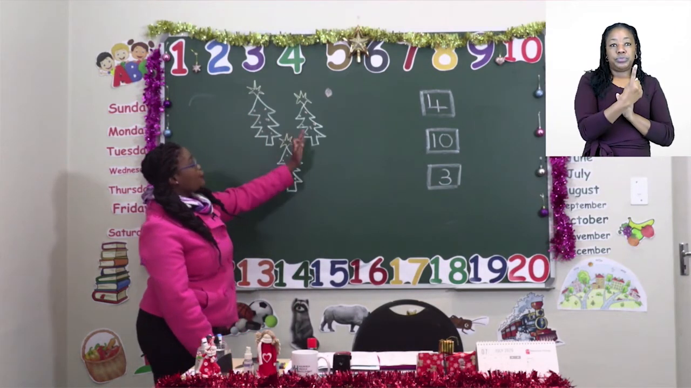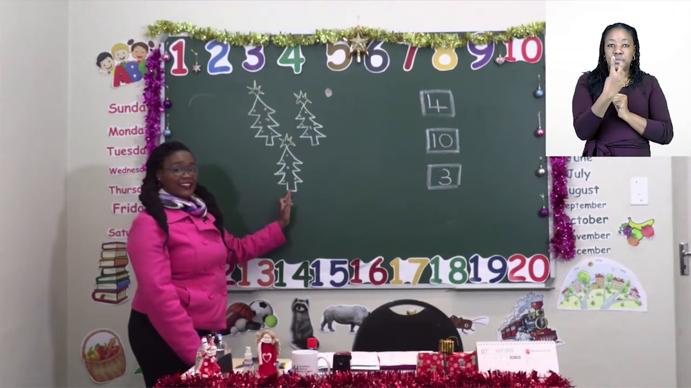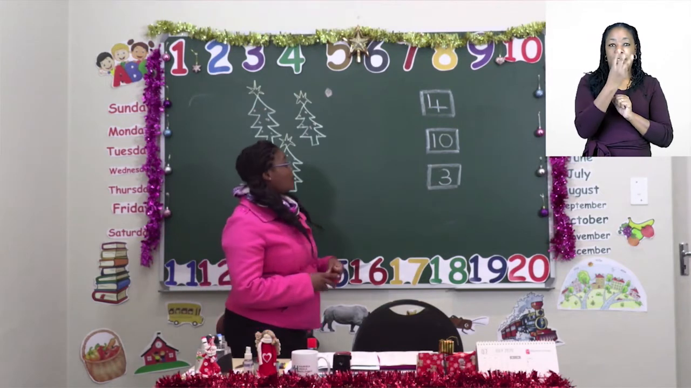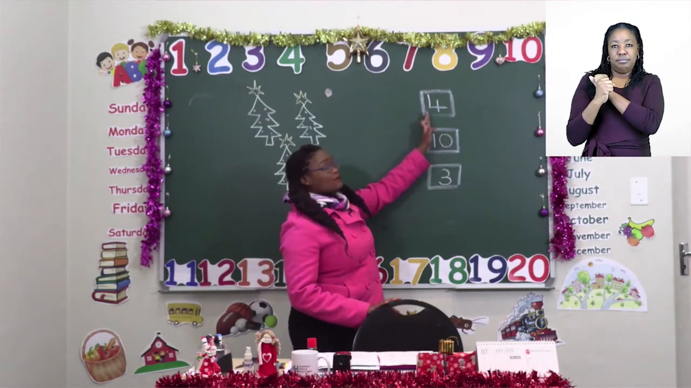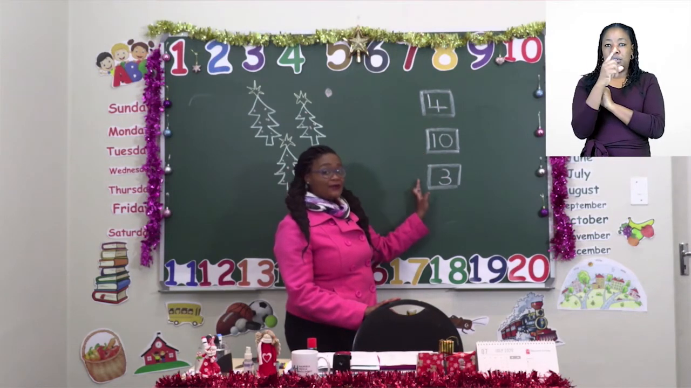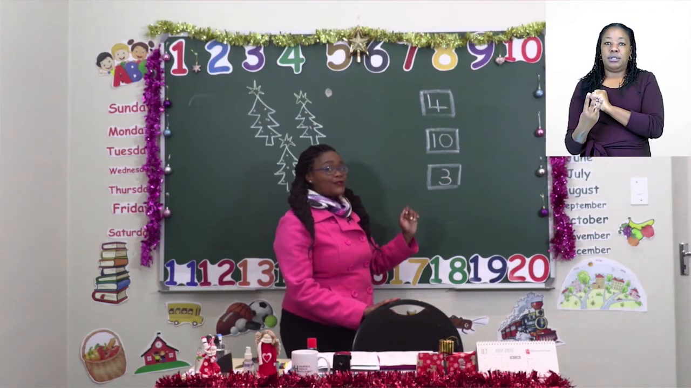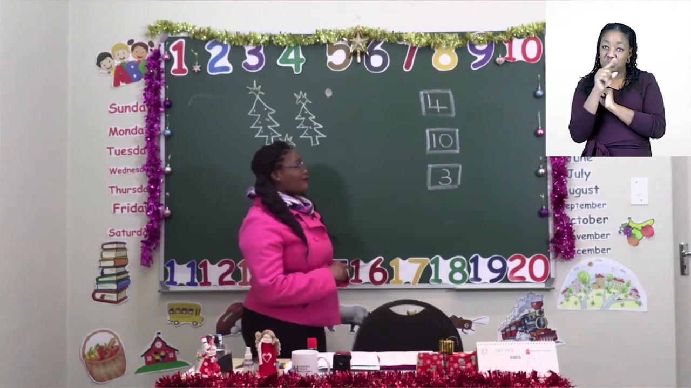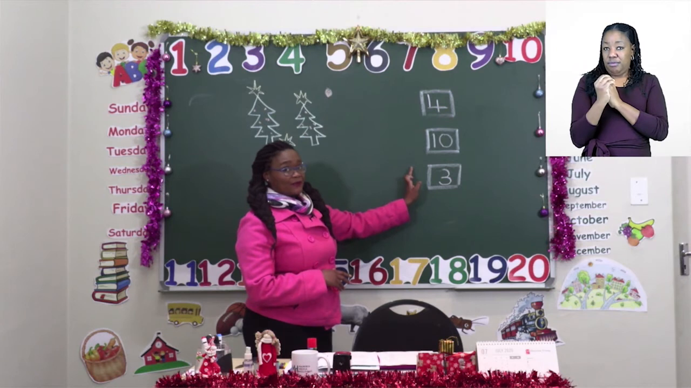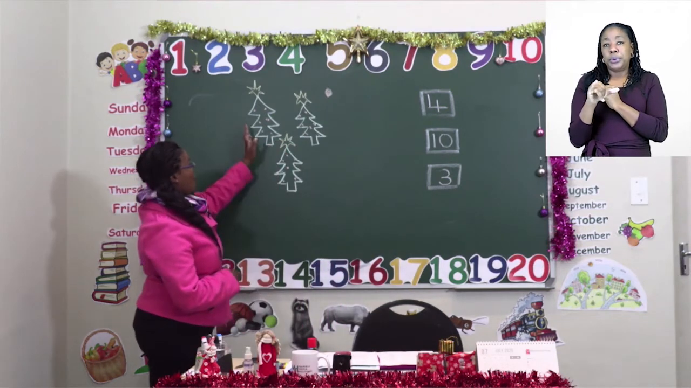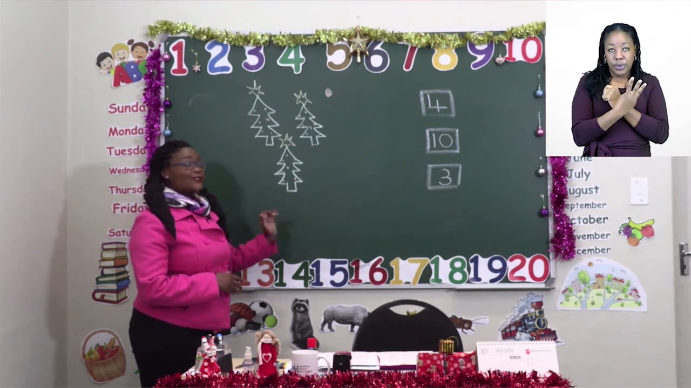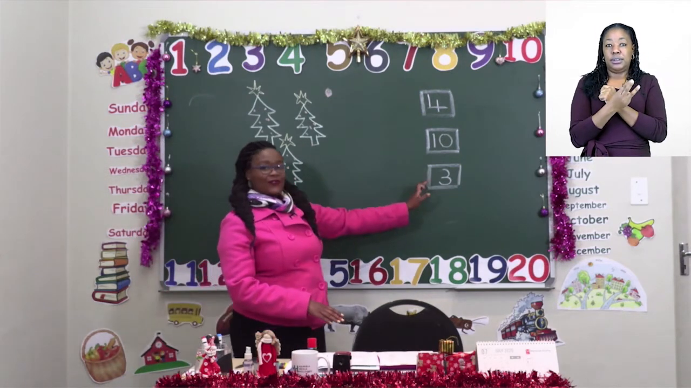1, 2, 3. So we can see that we have 3 Christmas trees. Let's take a look at our boxes. We have the number 4, we have the number 10, and we have the number 3. So we are going to choose one. Is it 4? Is it 10? Or is it 3? Remember to count again. 1, 2, 3. So our answer is 3.